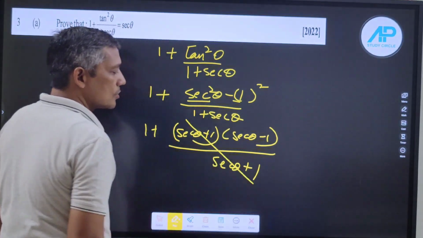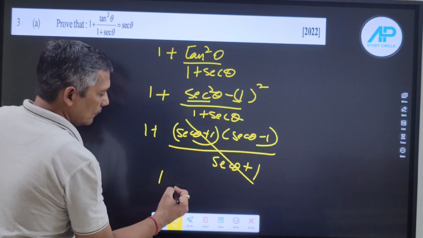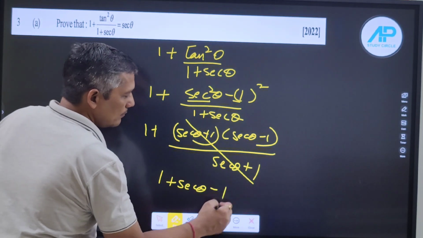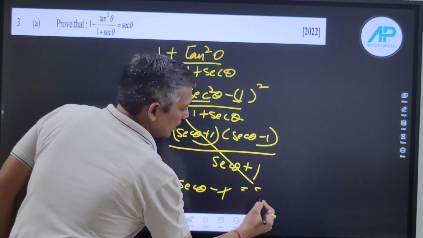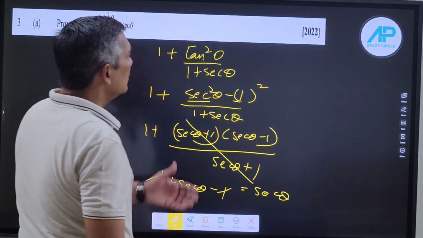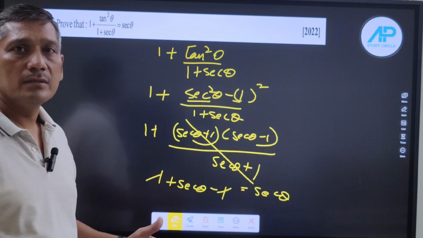And it goes off from here. I got 1 plus sec theta minus 1. This gives me the answer as sec theta. Such a basic question.